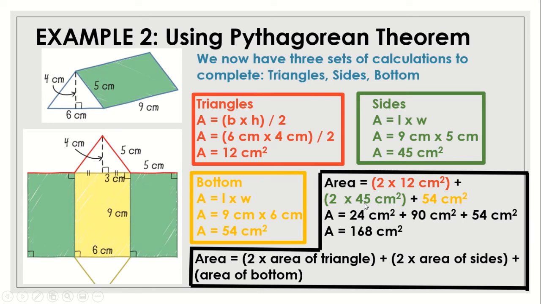Now I need to find the total surface area. I'm going to take the information from above and add all that together. So for the 2 triangles, it's 2 times 12. For the 2 sides, it's 2 times 45. For the one bottom, it's just 54. There's only one of those. I don't need to multiply it by anything. If I add those answers up, it's 24 centimeters squared plus 90 centimeters squared plus 54 centimeters squared. The total surface area of this shape is 168 centimeters squared.